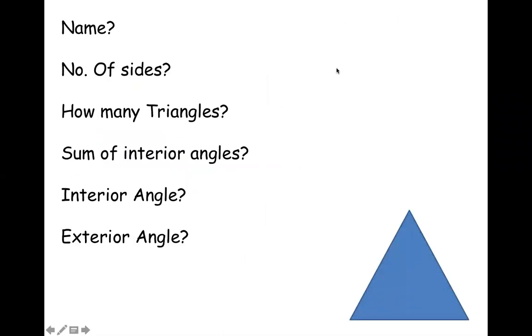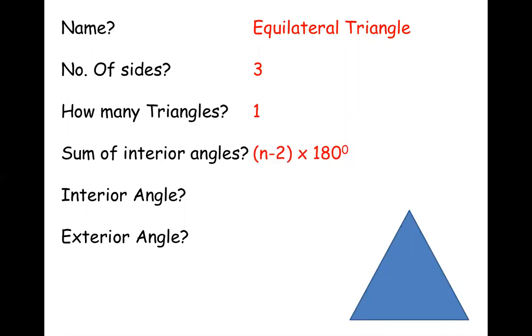The name we all know, in this case, it will be an equilateral triangle because all three sides are the same. Number of sides, there are 3 sides here. It is one triangle in the picture here. Now, sum of interior angles. Based on last week's lesson, we know that in a triangle, it is 180.